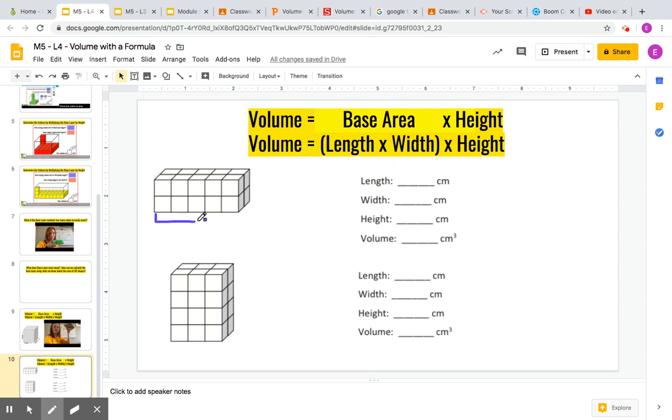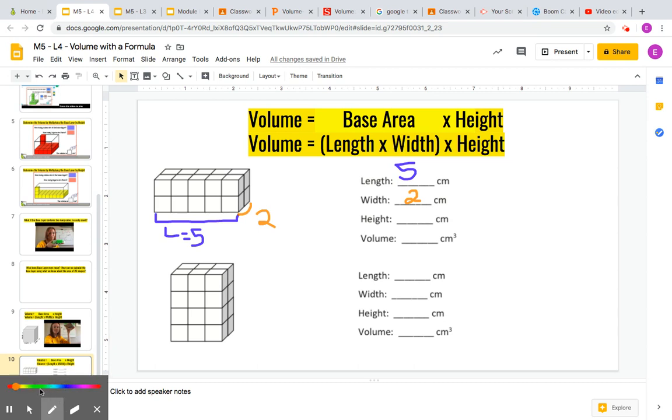We know that length is this front-facing side. So I have 1, 2, 3, 4, 5. My length is going to equal 5. My width is going to be how many cubes backward from the front face it goes. So how many layers deep, where the width is the backward layers. We have 1, 2. So our width is 2 centimeters.